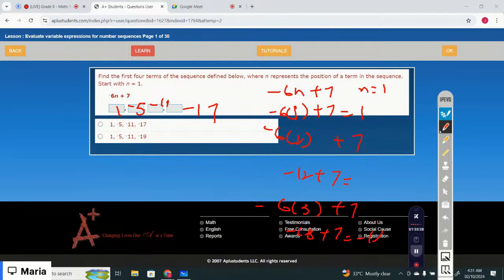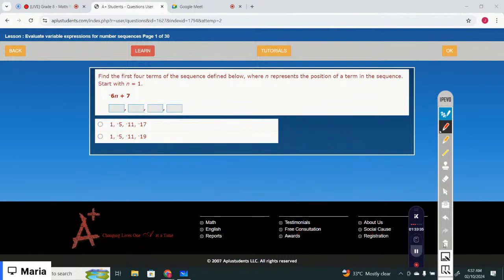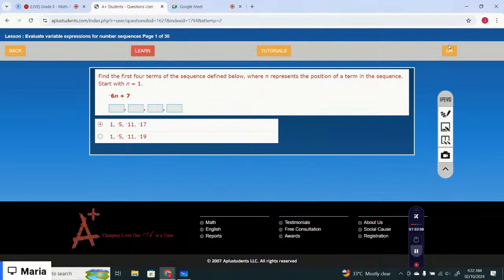So if you are given the numerical expression, that's how you find the values of the pattern. Option number 1 is the correct option.